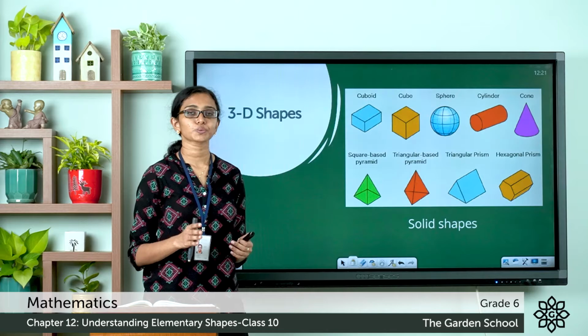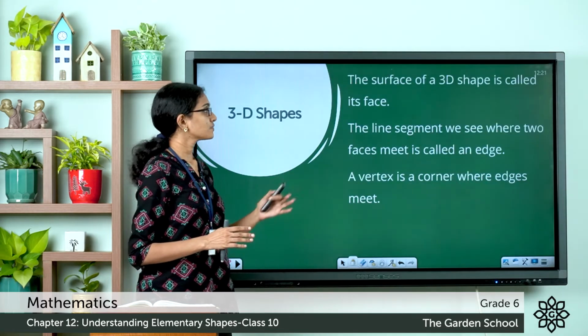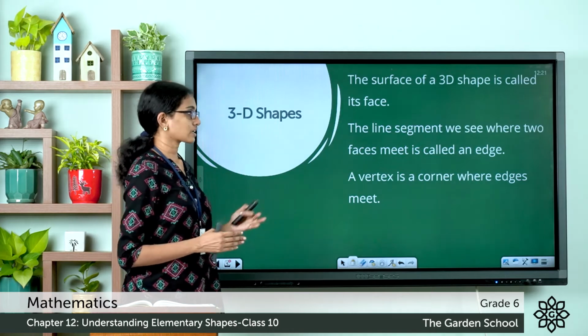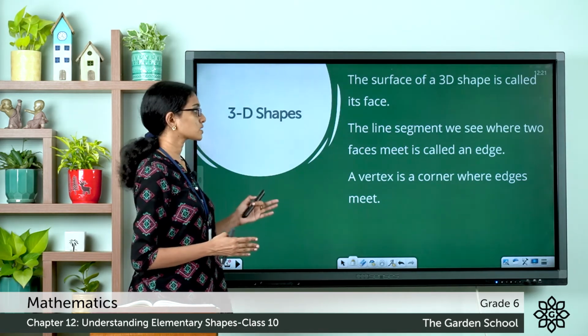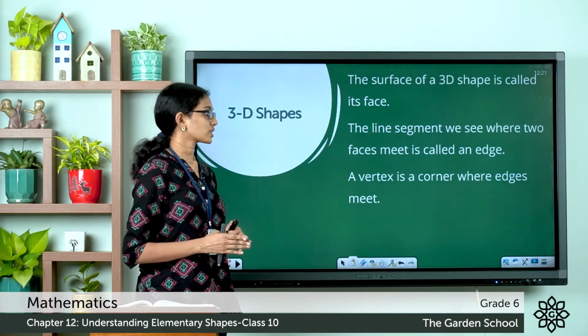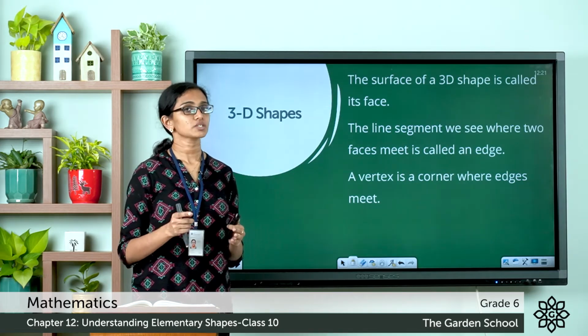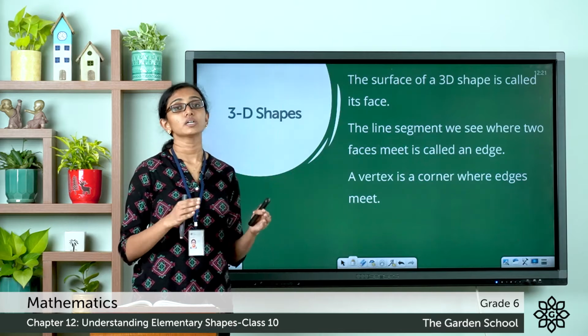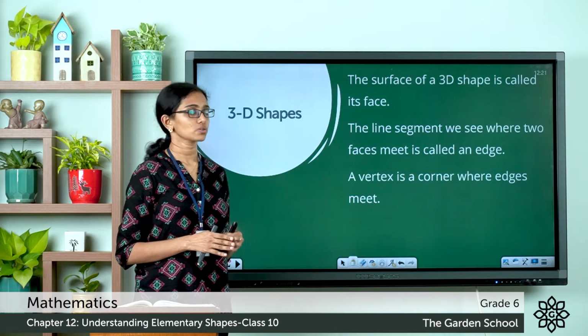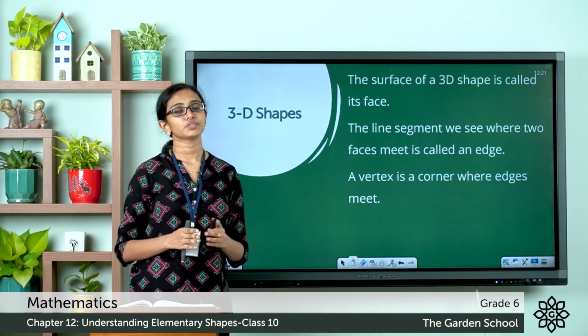Now let's see the definitions once again. The surface of a 3D shape is called its face. The line segment we see where 2 faces meet is called an edge. Now a vertex is a corner where edges meet. You can see the sharp corner points at the point where 2 or more edges meet. So these sharp points are called vertices. So a vertex is a corner where edges meet.